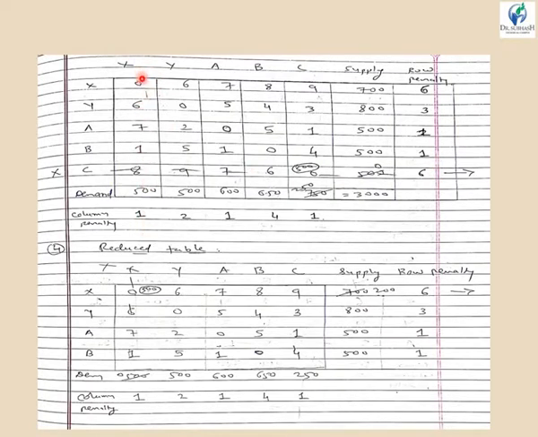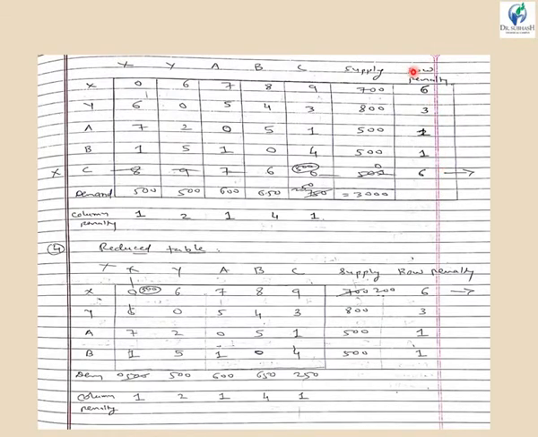The lowest cost in column X is 0 and the second lowest is 1. So the difference of those two will be 1. For Y it is 2, for A it is 1, for B it is 4, for C it is 1. So now you can see there is a tie among the penalties, both are 6.